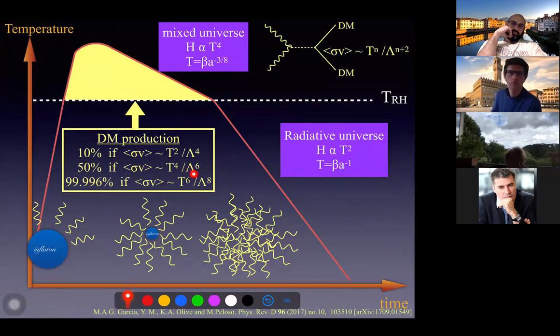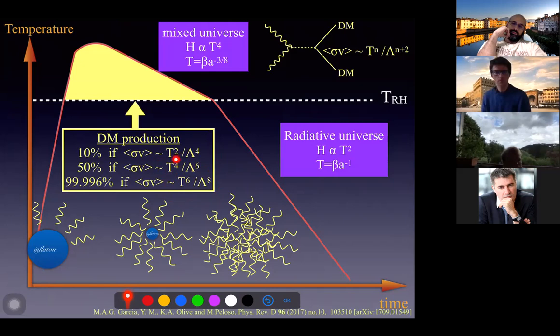If you have supergravity, typically supergravity is this kind of cross-section, so half is produced. If you go to high scale SUSY, this is T to the 6. So it depends if you have a Planck reduced coupling, if you have a heavy mediator like in SO(10), for instance. If you have SO(10) with a unified group which is above the reheating temperature, you are in this framework here. So you have a lot of frameworks where this kind of study can apply.